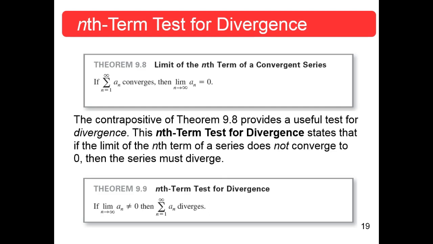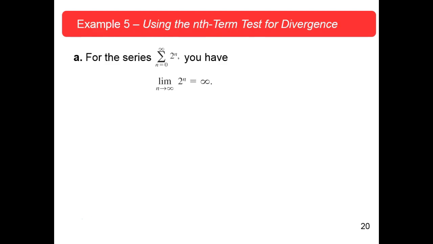So if the limit as n approaches infinity of a sub n is not equal to 0, even if it's a negative number, then that summation from n equals 1 to infinity is always, always, always going to diverge. Now, again, let me say, just because the limit might be 0, it doesn't guarantee it does converge, but if it converges, that limit has to be 0. Okay. So, let's do example 5.